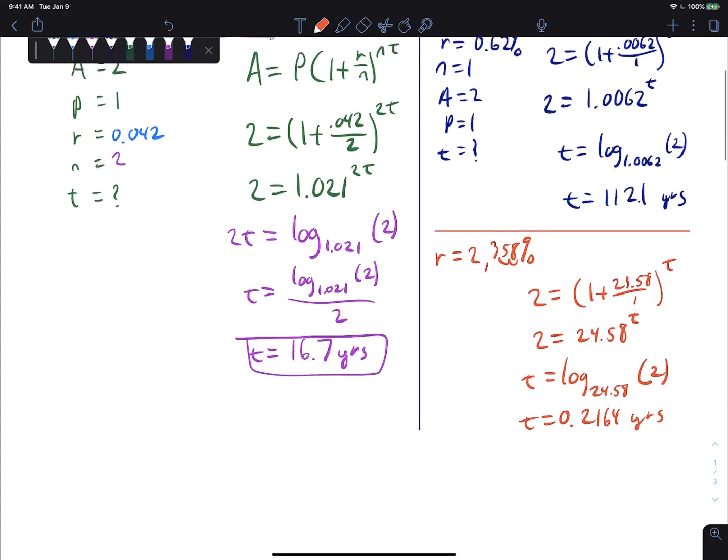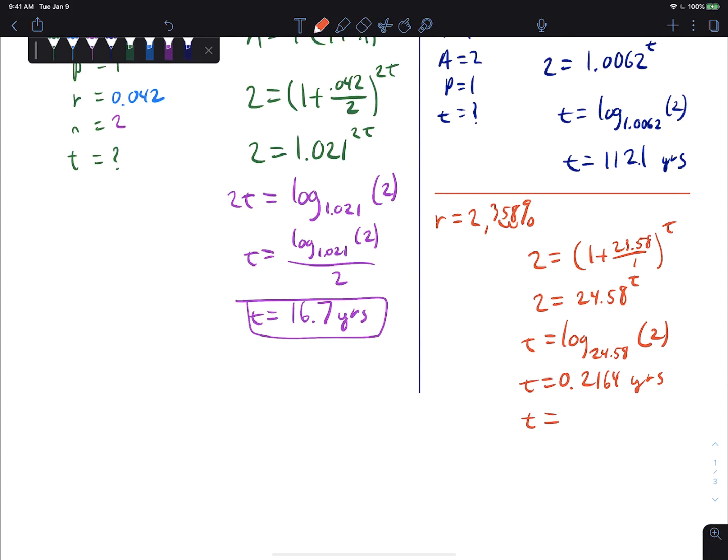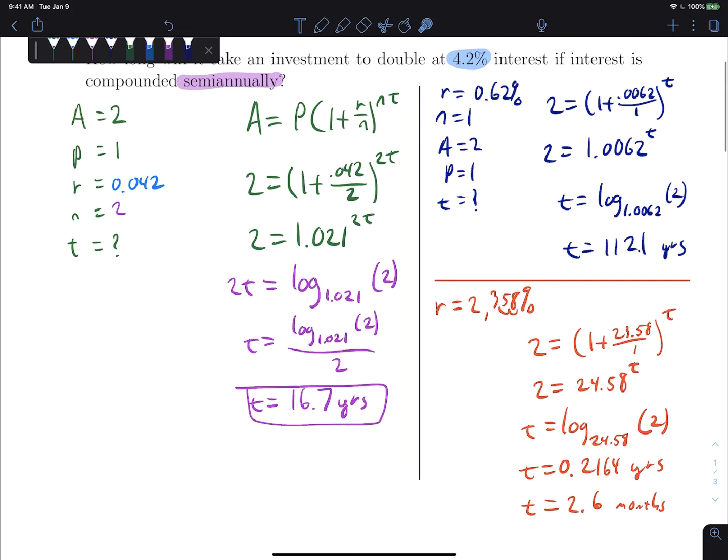That's not very long. So let's expand this just a little bit. I'm going to take this and multiply by 12. I want to know how many months this takes. Well, this takes 2.59, so basically 2.6 months. So at 2,358%, it's going to take 2.6 months for prices to double. That is one of the reasons why Venezuela's economy is not fantastic, I will say, at the moment.